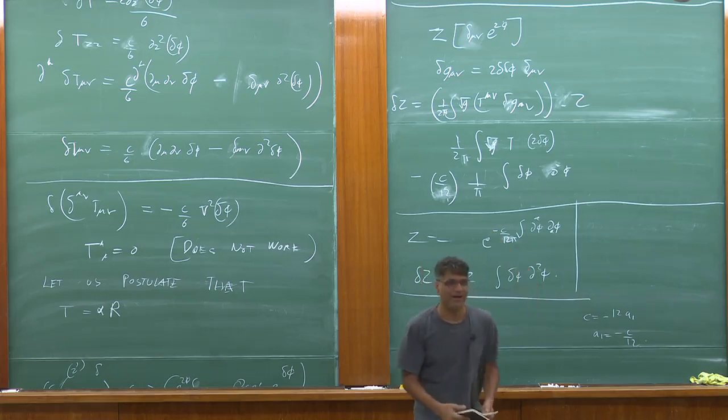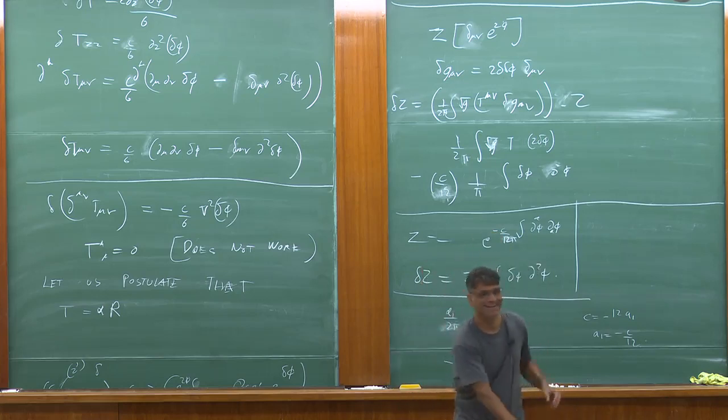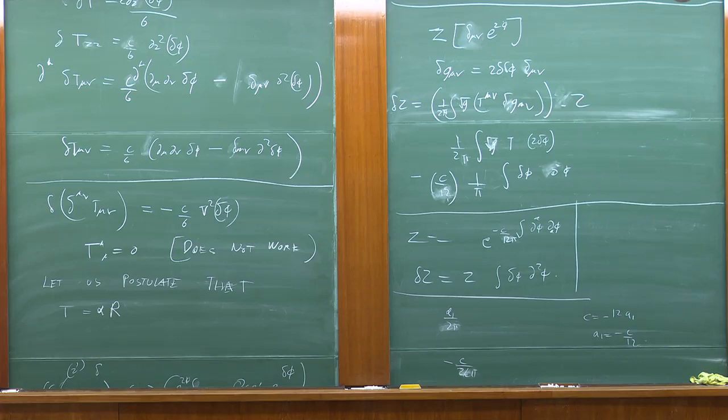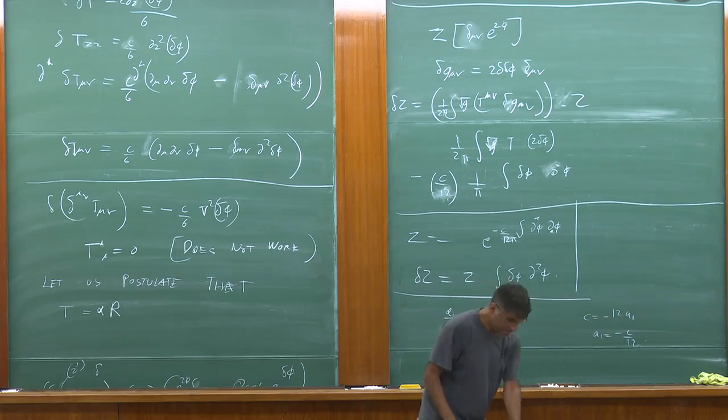Okay, maybe I can request somebody to track down all factors of 2 and if nobody manages, next class I will give you the correct factors of 2. Okay, sorry about this. Up to factors of 2 we've got it correct. All factors of pi are correct. Okay, excellent.